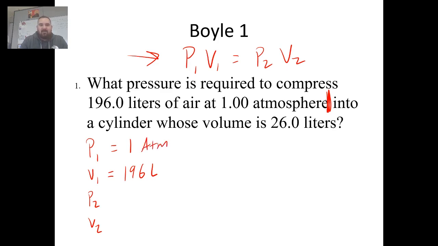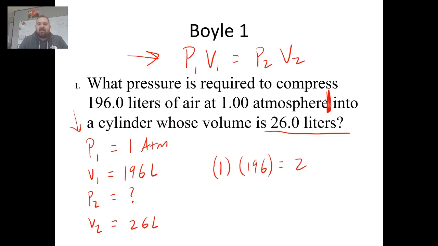Now down here it says into a cylinder whose volume is 26 liters. So what's that? That's going to be our V2. So 26 liters. Now this is our unknown. So I want to see this section right here on everybody's paper. Now that we have our information, we just need to plug it into our equation. So we got 1 ATM times 196, and that's going to be equal to 26 times P2.